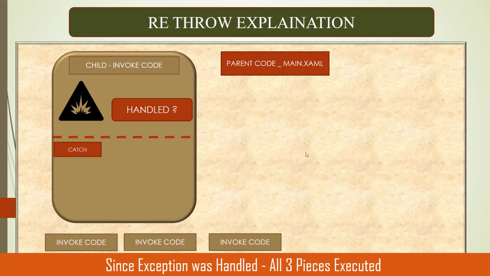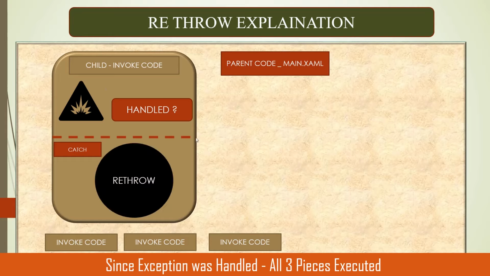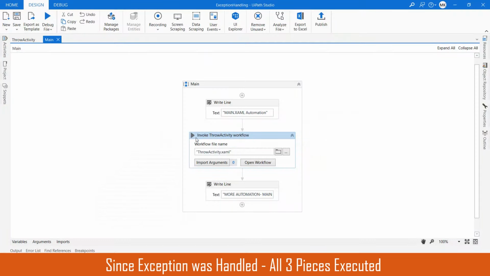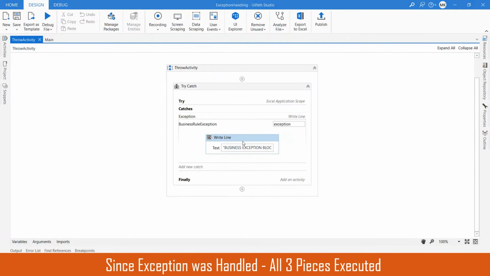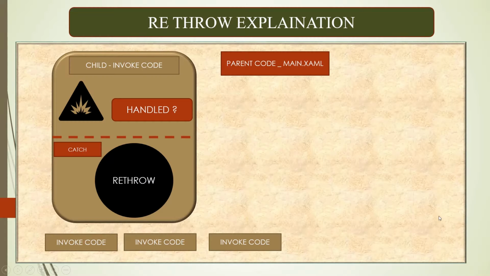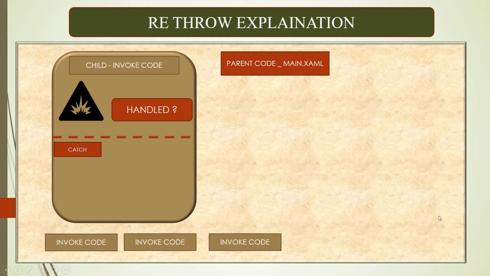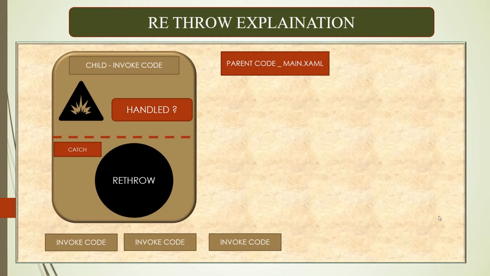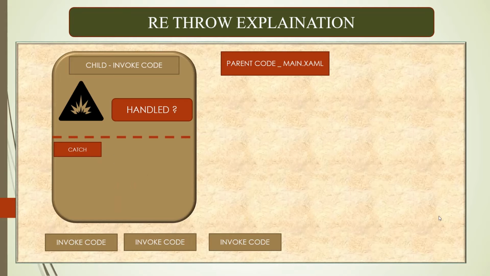Coming back to our example. So now it entirely depends on how you have handled it. Let's say in the catch section you have handled it. As of now in this catch section, if you see, we have handled the exception. So that means my other pieces of automation are working fine. But you always have an option to rethrow the exception from the catch block.